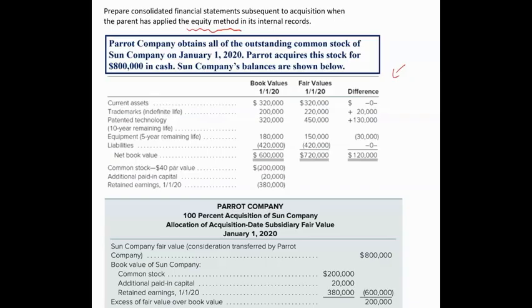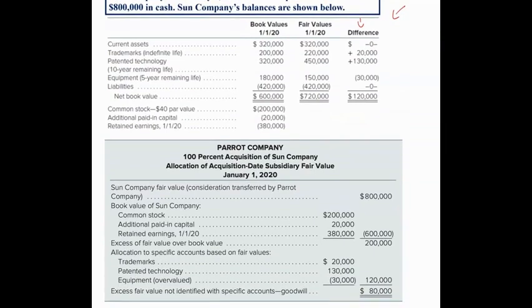Here, Sub Company is the subsidiary, and we have the book value and the fair value, and for some accounts, their fair value is different from book value. Then we create a third column for their difference. And remember, in the last chapter, we introduced the acquisition date allocation, how we allocate the acquisition date subsidiary fair value to those accounts with different fair value from book value. So we're going to review that one more time.